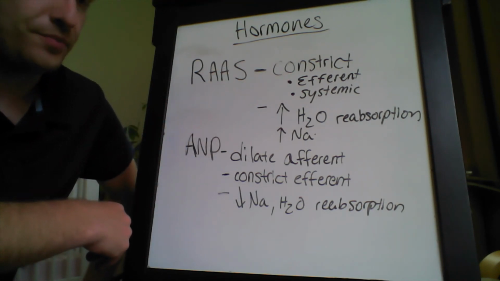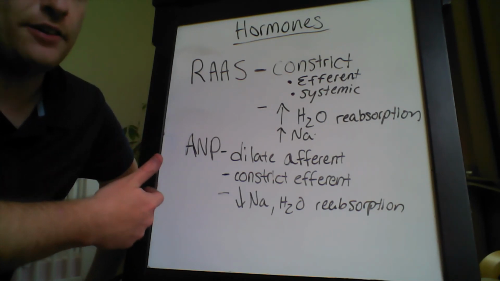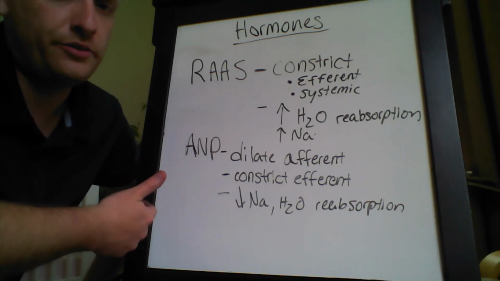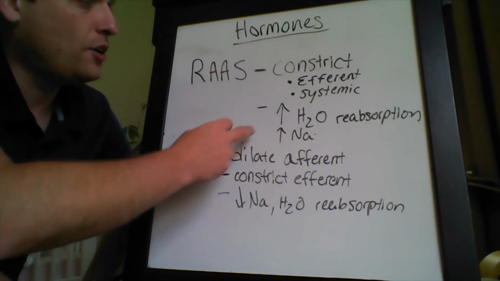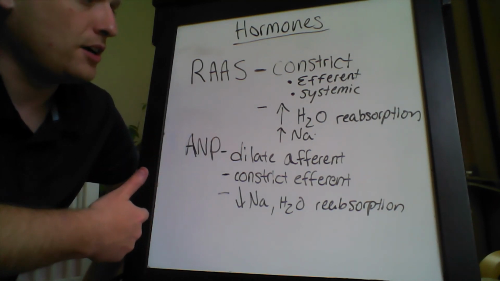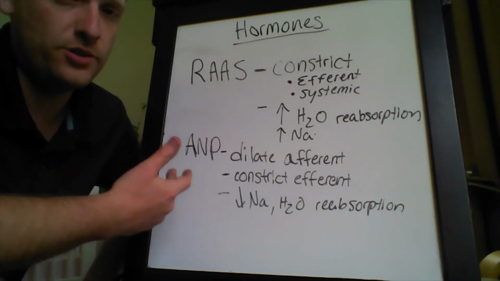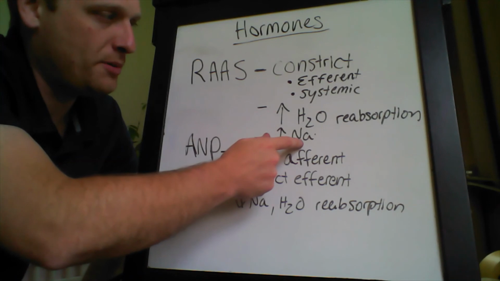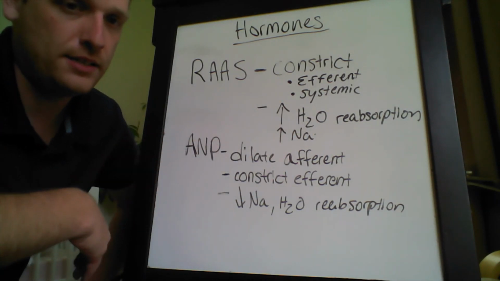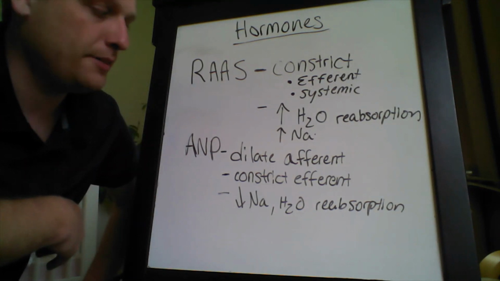So what constricting the efferent arteriole is going to do is clog the drain, increasing glomerular filtration rate. It also is going to cause an increase in blood pressure by causing more sodium to be reabsorbed. And remember, water follows sodium, so the more sodium we're reabsorbing, the more water we're reabsorbing. And that will cause increases in blood pressure. That will again increase the glomerular filtration rate.